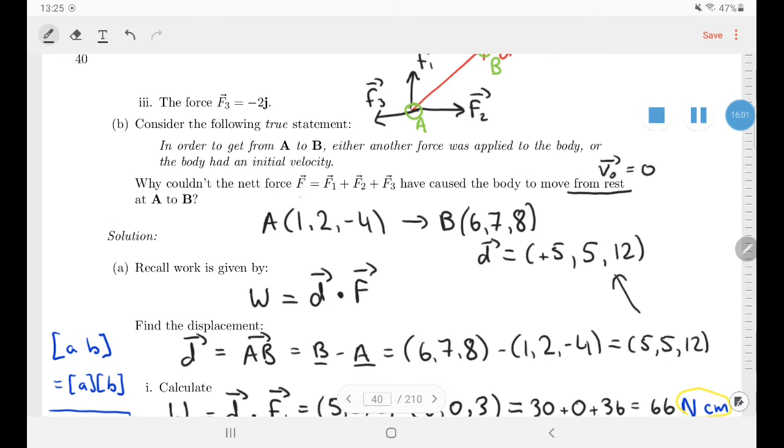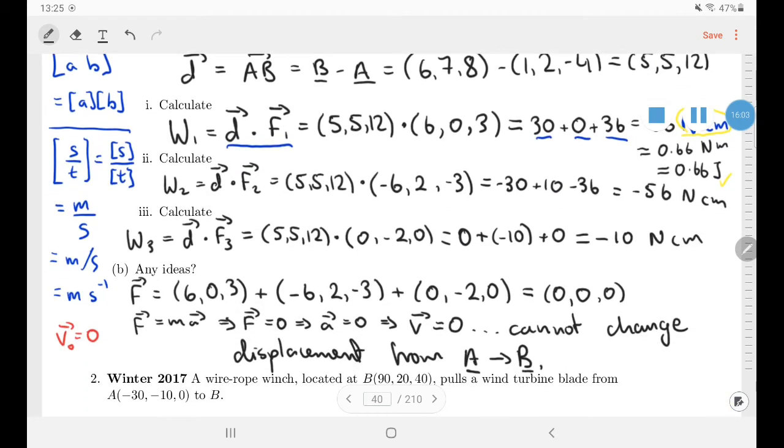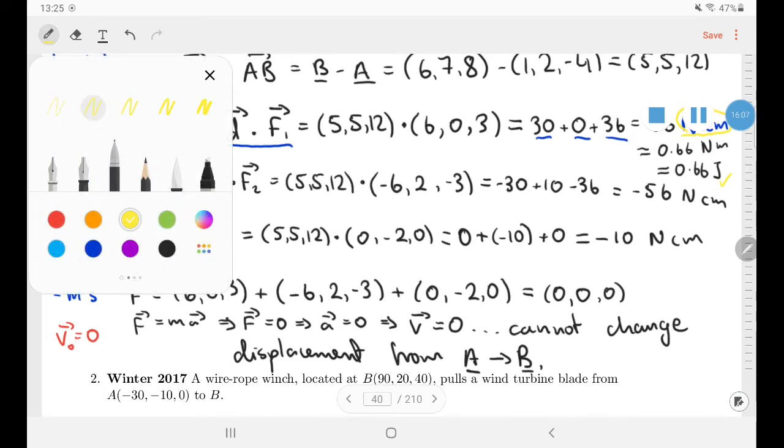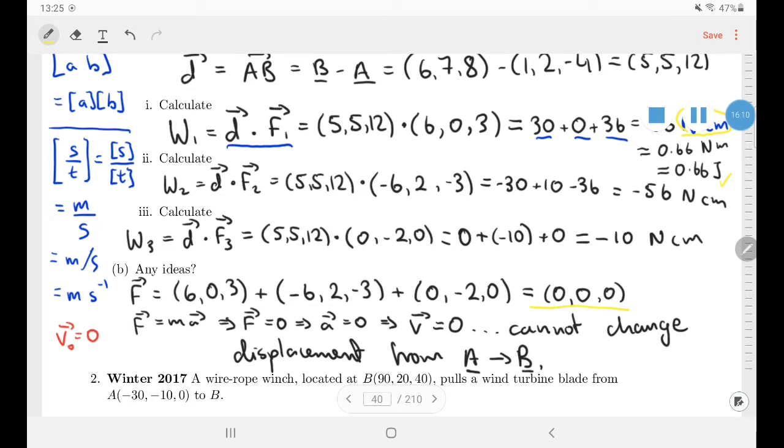So could this force move it? No, because the net force was actually 0. Now, if you add up the works, you get 0 as well. So this force does 0 work. So that means this force, the net force, does not give it any energy. And so if it's at rest and it's not given any energy, it cannot do anything. That's basically what we're talking about.